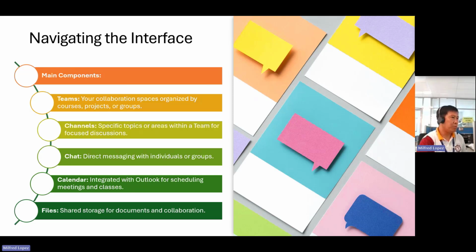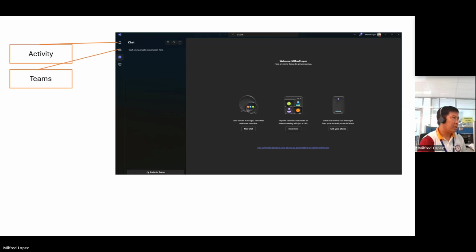Okay, so for us to be familiar, I'll show you the features. The one that you're seeing is a personal account. This is my personal account, right? You can see that is the bell icon, that is the activity. Any updates that you may have missed, you can see there.